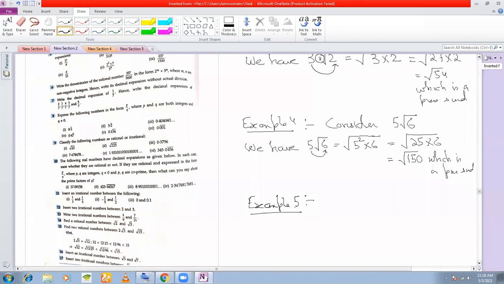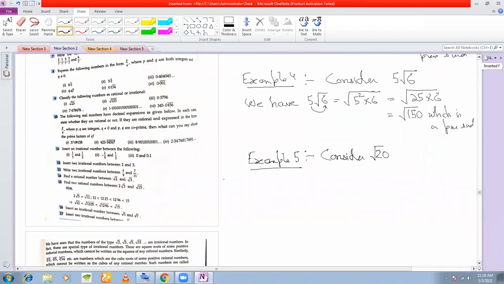Let's take square root 20. This is a pure surd. You want to convert it to a mixed surd. So what you do is, when you want to convert a pure to a mixed surd, you prime factorize.